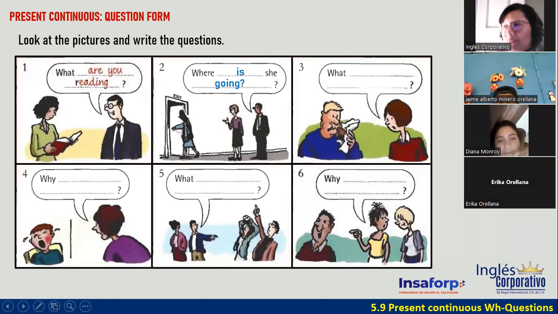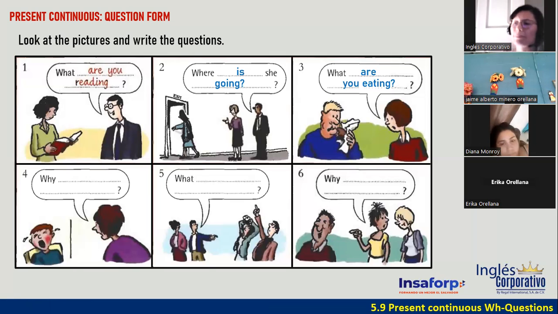What about number three? What are you eating? Mm-hmm. What are you eating? Muy bien, what are you eating? Number four. Why is he crying? Mm-hmm. Why? Bueno, en este caso al bebé le están preguntando, ¿verdad? O al chiquito, pero sí, también, why is he crying está correcto. O también, why are you crying? ¿Verdad? Why are you crying? Muy bien.